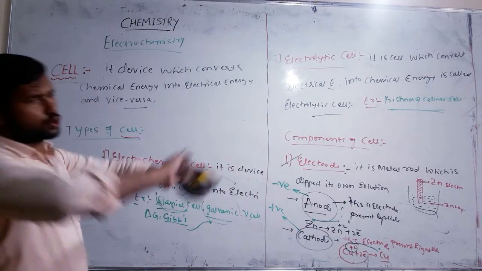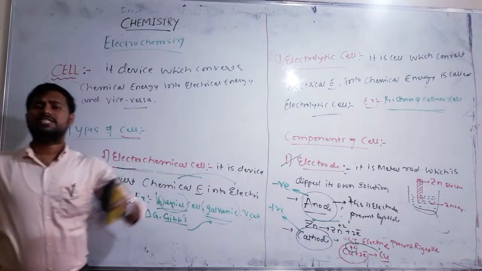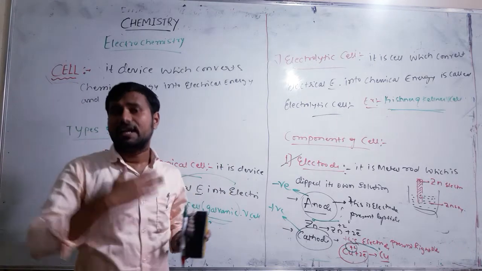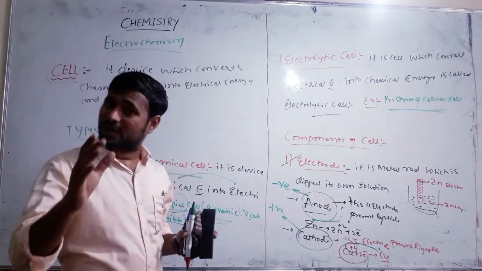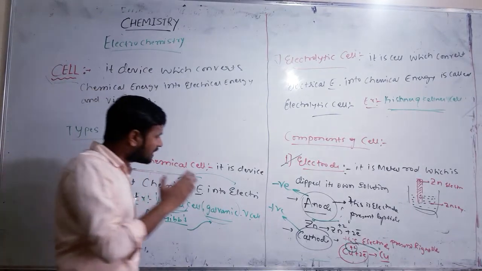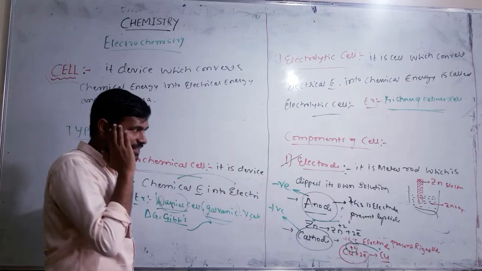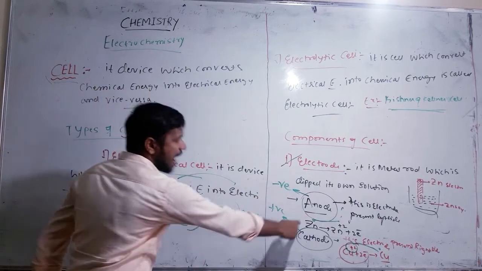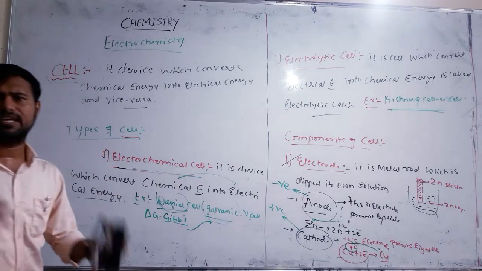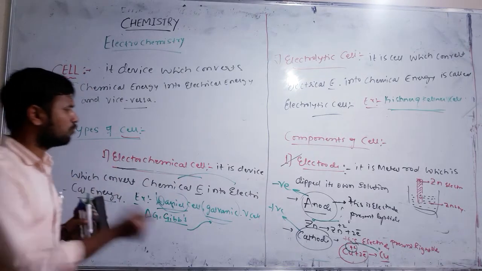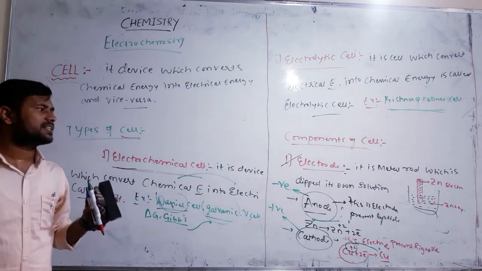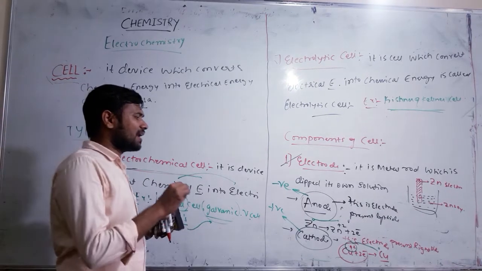Okay, so many students are having confusion, sir. In physical chemistry, and in other branches, we are studying anode as positive and cathode as negative. But up to the studying of this electrochemistry, especially electrochemical cells, you have to keep in mind: anode in the sense negative, cathode in the sense positive. This is one of the most important points. So many students are getting confused about the anode and cathode.